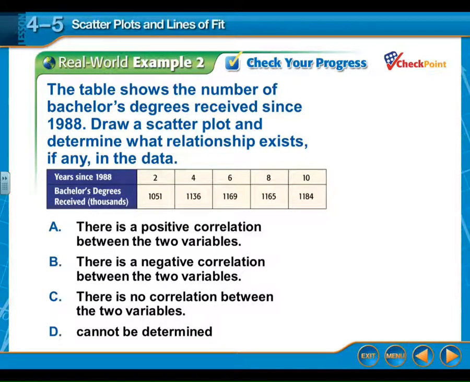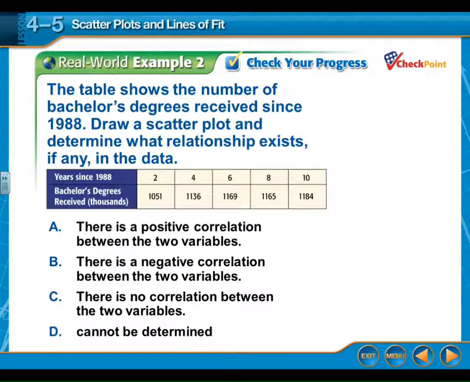Alright, the table shows the number of bachelor's degrees received since 1988. Draw a scatter plot and determine what relationship exists, if any, in the data. The years since 1988, bachelor's degrees received in thousands. Is it A, there is a positive correlation between the two variables? And again, we have to determine which one is the independent and dependent variable. B, is there a negative correlation between the two variables? C, is there no correlation between the two variables? Or D, can it not be determined?